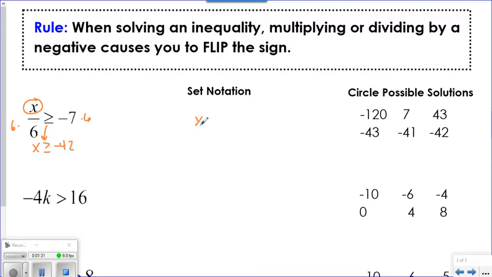Now, for set notation, we start with our inequality. And we're defining the values of x such that x is greater than or equal to -42. So it's very similar to what we did before with equations. We have the x, we have the divider, and then we have our rule. Next, we want to circle possible solutions. So my answer said that x is greater than or equal to -42. So I want to circle any numbers that work. -120 and -43 are not greater than or equal to -42, but 7, -41, and 43 are all greater. Because we have the or equal to, we can also include the -42.